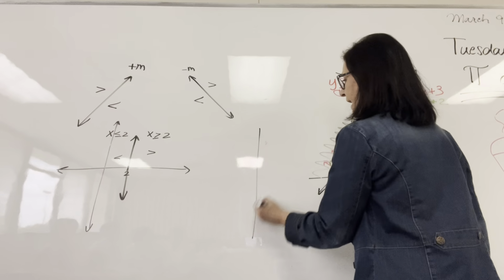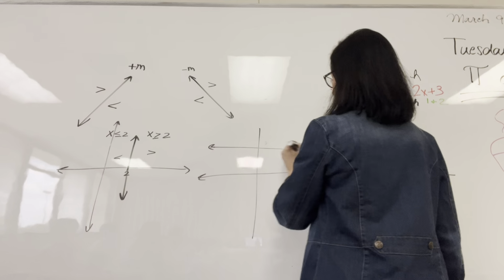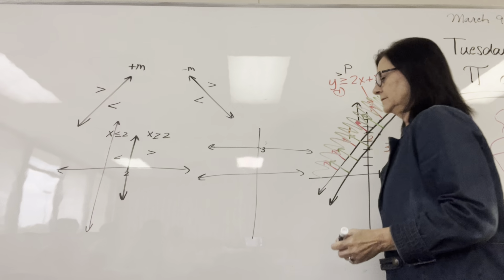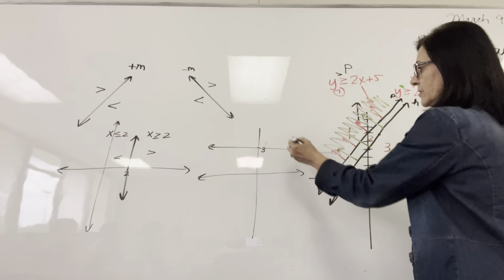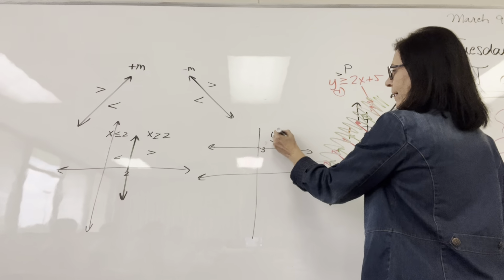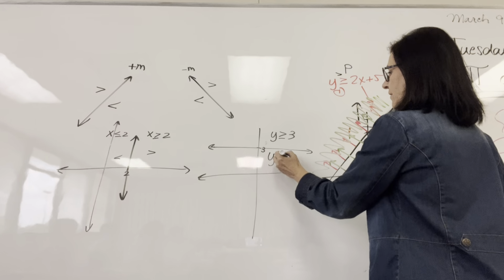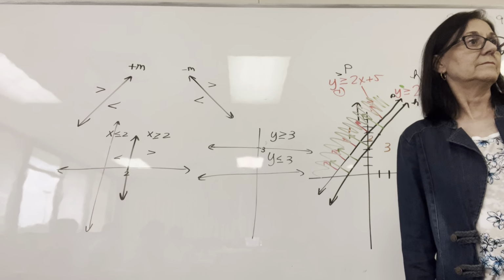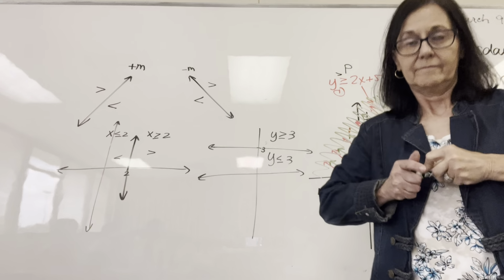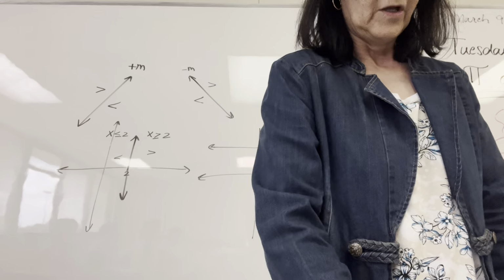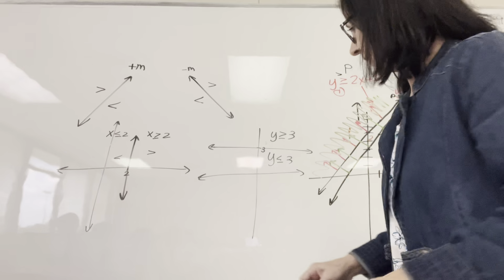All right, what if I had a line that looked like this? Then it's y, right? So it's either going to be y greater than or equal to 3, it's going to be above it. Y less than or equal to 3 will be below it. You got it? Make sense? All right, let's work example 1 on the bottom of page 379.